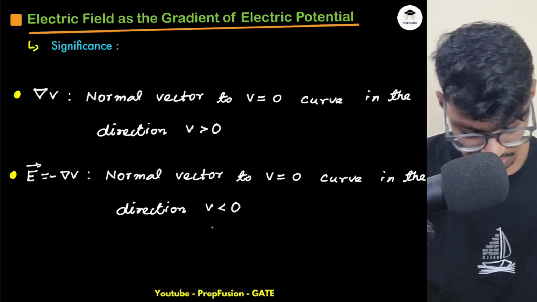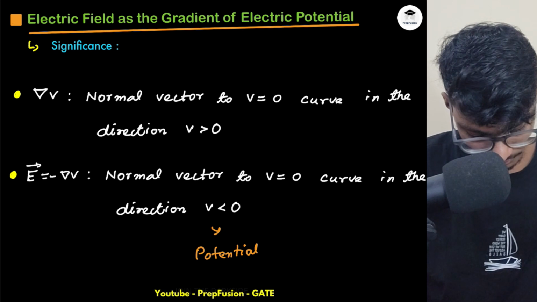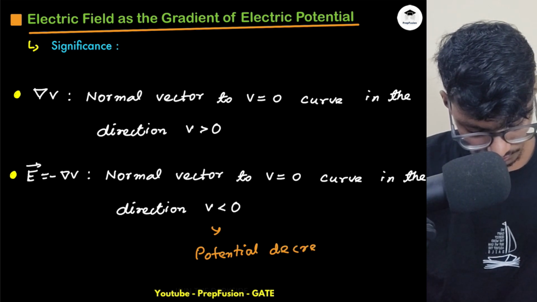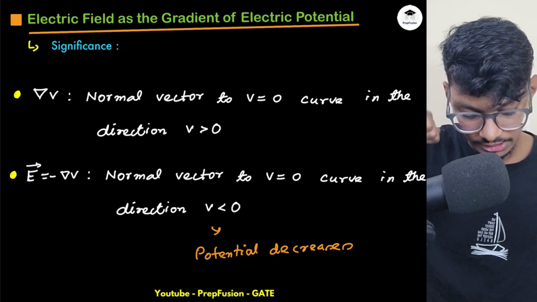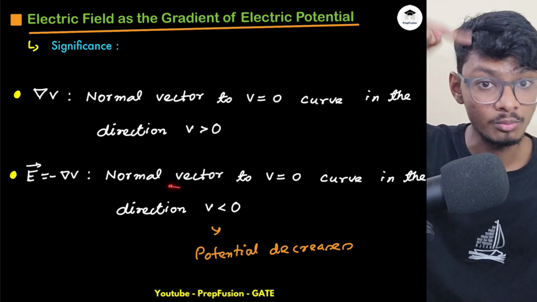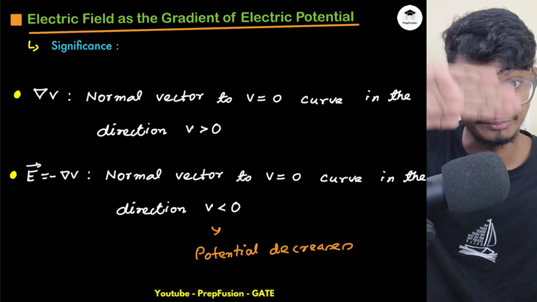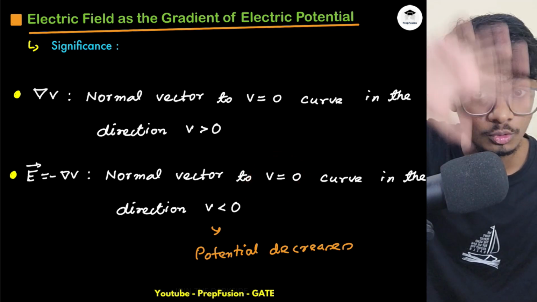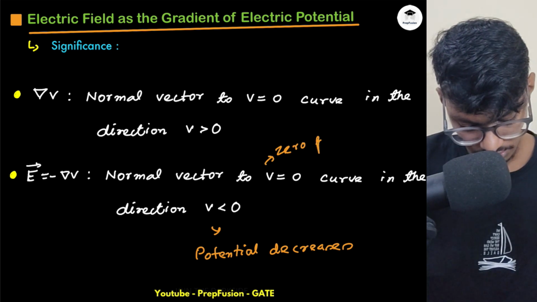So basically where potential decreases. So these two things you have to keep in mind. Electric field is a normal vector to V equal to 0 curve, where V equal to 0 means there is no change in potential. Okay, 0 potential difference.